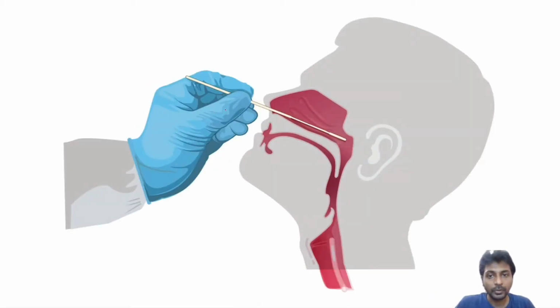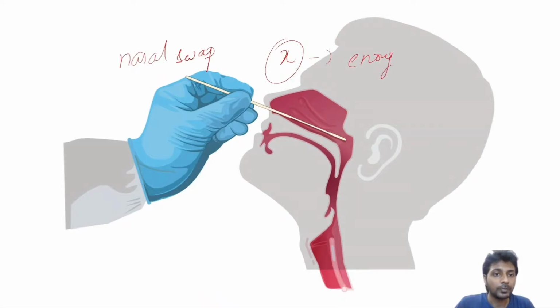Okay, as you can see here, a lab technician is collecting a sample from a person's nose. This is known as a nasal swab. So let's say he collected X amount of DNA sequence. Now this X amount is not enough. It's not sufficient to determine if the person is negative or positive. And if the sample is not enough, maybe the test comes as negative and then the person is at risk himself as well as to others.